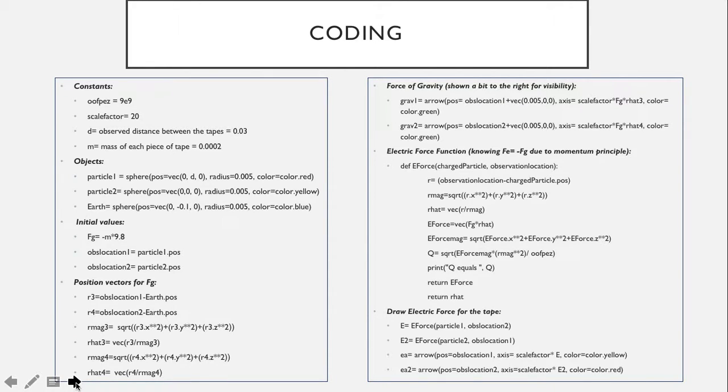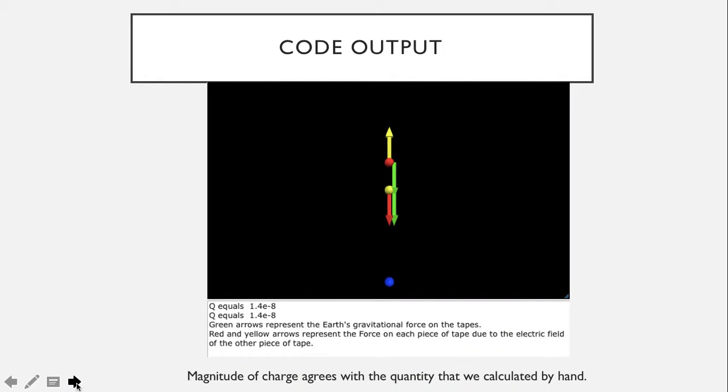We can create a computational model that shows the pieces of tape and the Earth as objects and computes the electric force and the charge on the piece of tape. And here is the output. The visual shows the force of gravity as the green arrows and the electric forces on the tapes as yellow and red. And we found Q equals 1.4 times 10 to the negative 8th, and that agrees with the quantity that we calculated by hand.